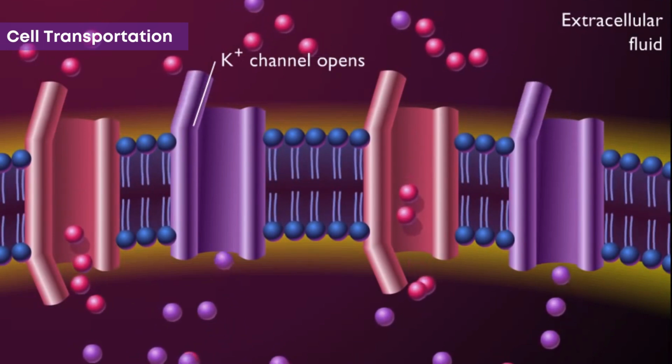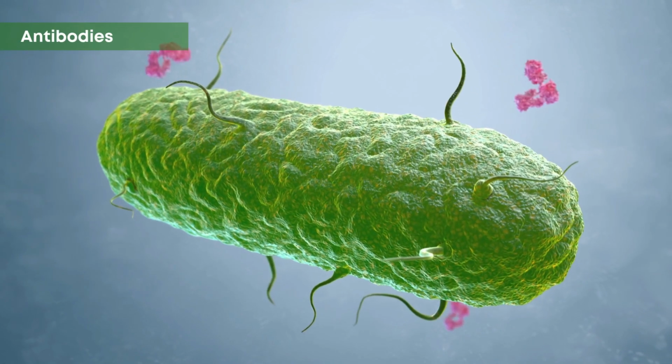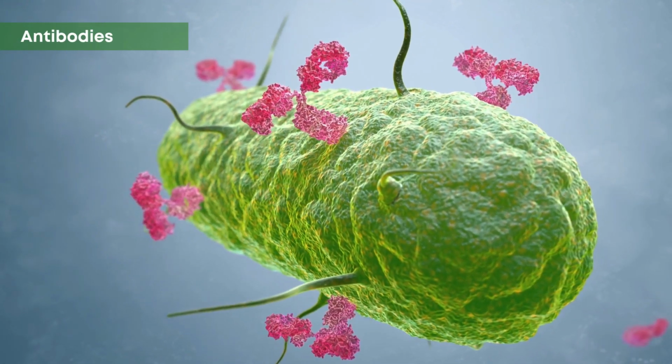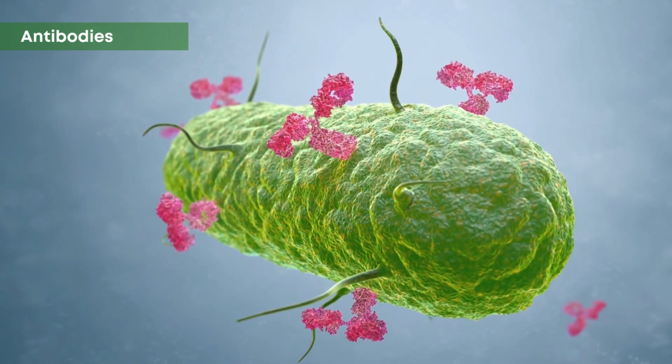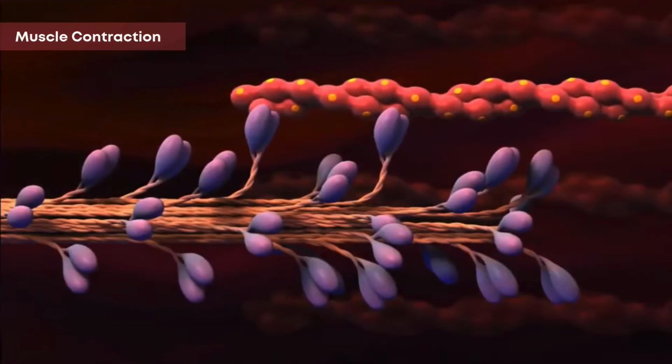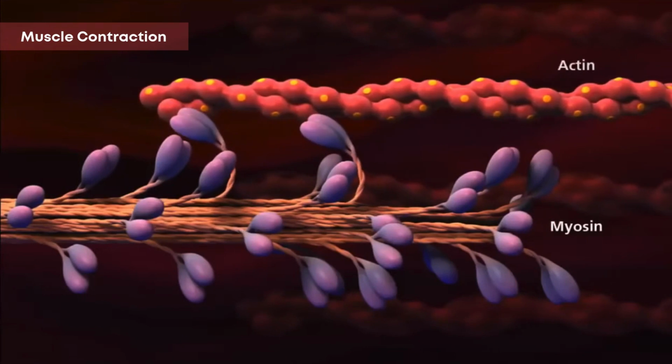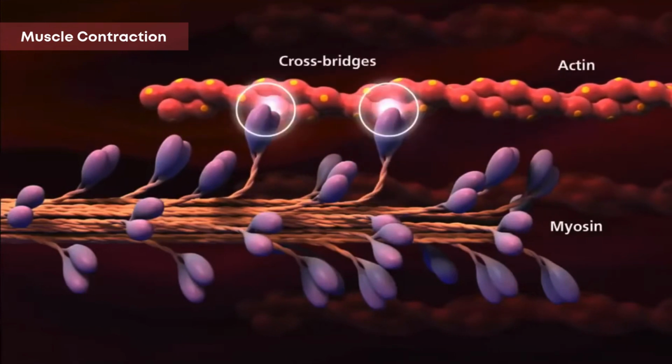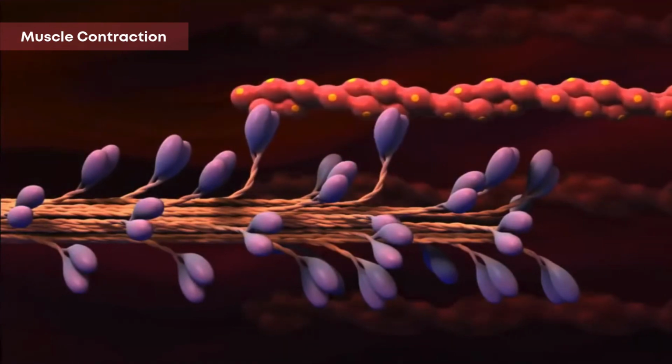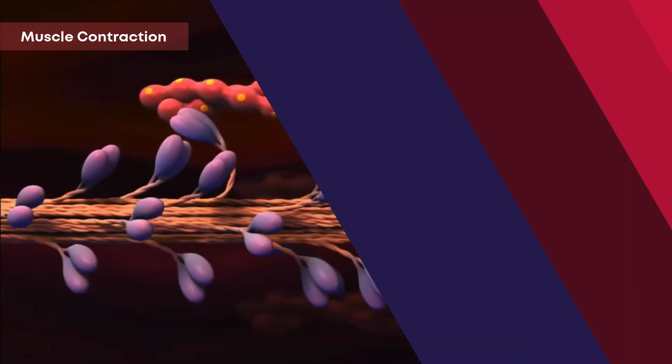And let's not forget defense. Antibodies are proteins that help our immune system fight off harmful invaders like bacteria and viruses. Lastly, proteins are crucial for movement. Actin and myosin are proteins that power muscle contraction, allowing us to move.